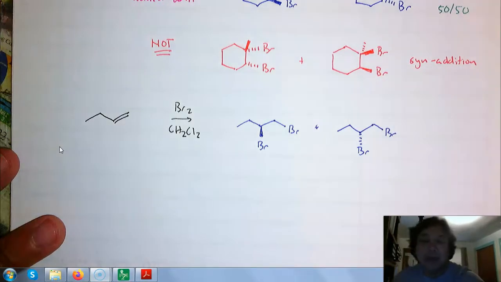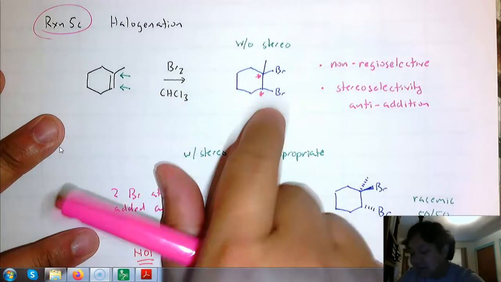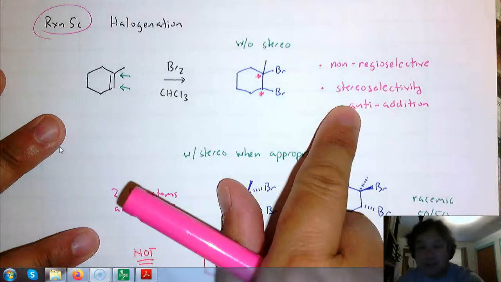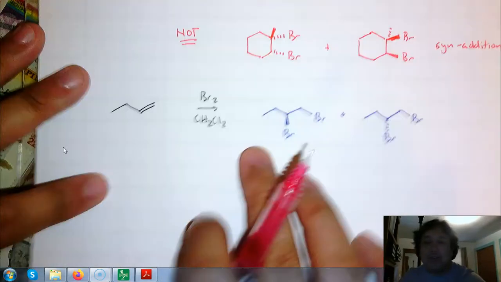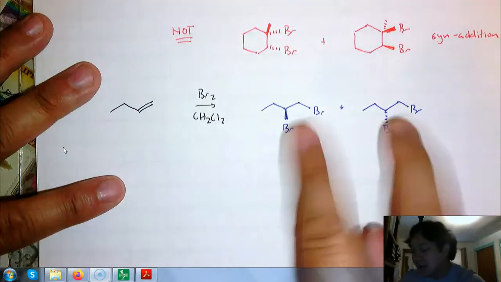Okay, so it is true that this reaction is non-regioselective because you're adding two of the same things. It is true that this reaction is stereoselective. Halogenation is stereoselective. It's just that in this case, it's impossible to observe that when you're just looking at the products.